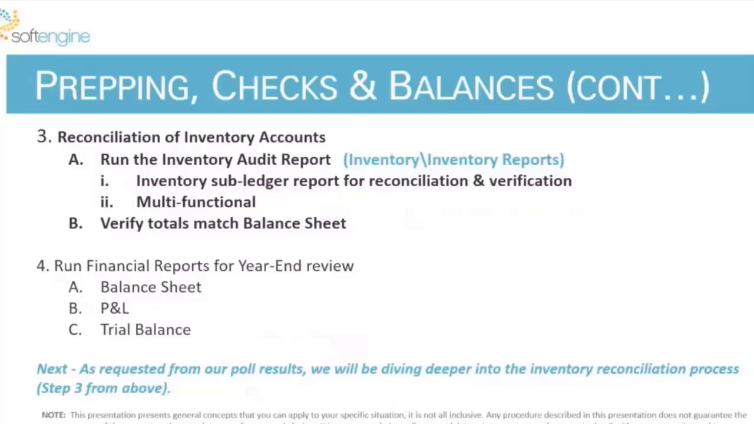Item 4, running financial reports, is typically the final or close to final step once you have completed your reconciliations. SAP provides the standard set of financial reports, and these include the balance sheet, P&L, and trial balance. These reports will assist you in reviewing and confirming that the financial results appear accurate and determine whether you are ready to move forward with closing your fiscal year in SAP.